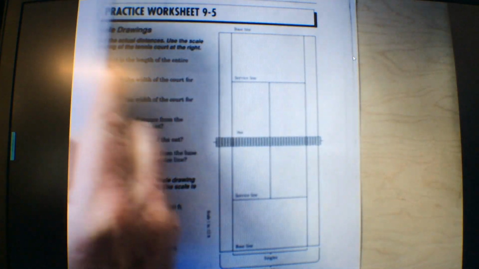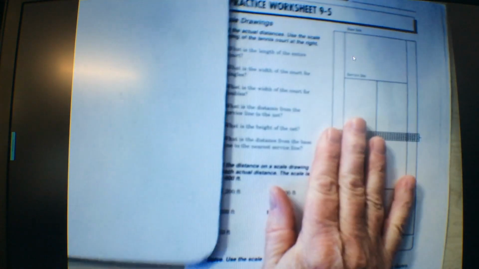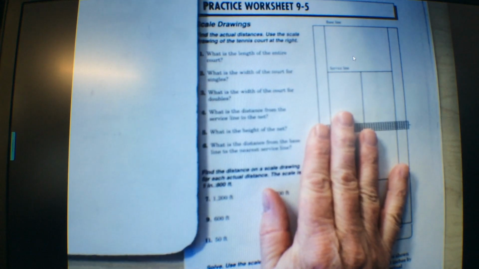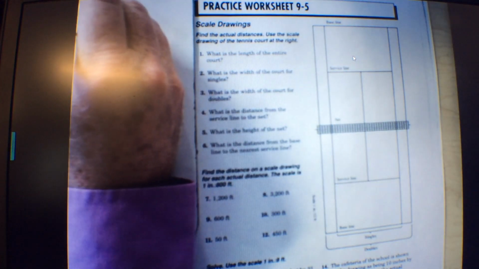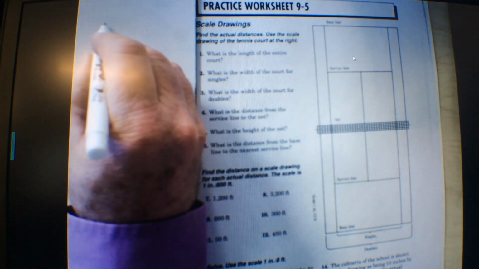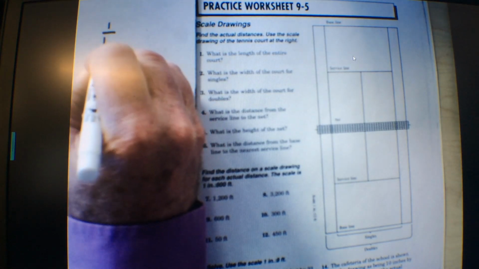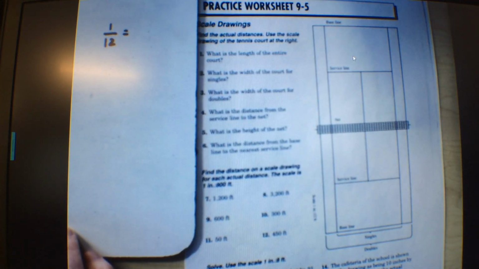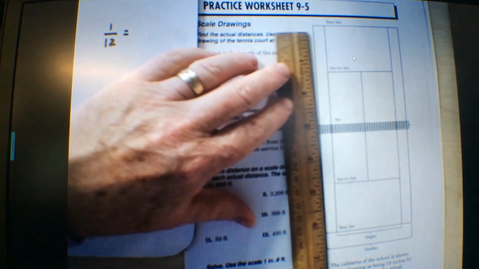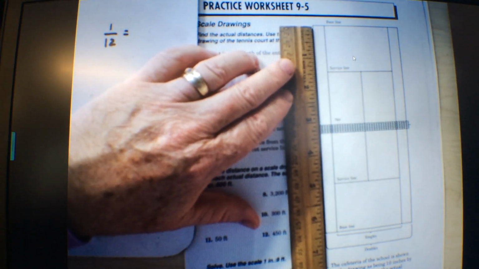So, I gotta do this off to the side. I'm gonna move this over a little bit. Can you see everything? Alright, so my scale is 1 inch is 12 feet, correct? Alright, so I take my ruler, because I want to know what the actual length of the tennis court is. So I'm going to measure it. See how I measure? I put it up there.